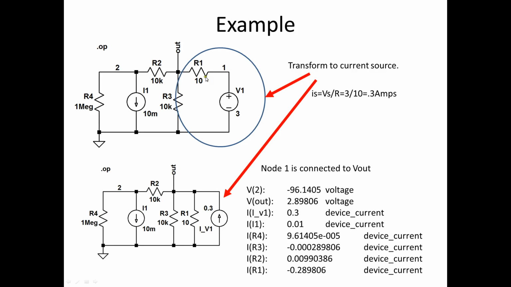So first thing we're going to do is notice that this can be turned into a current source because I have a voltage and that looks like it's in series. And I'll calculate that new current source. It's 3 volts divided by 10, or 0.3 amps. And now I have this. And notice that this node voltage 1 is now shorted to out, and so there's no node voltage 1 anymore. When I reran the simulation, notice it's still the same. V out is the same.